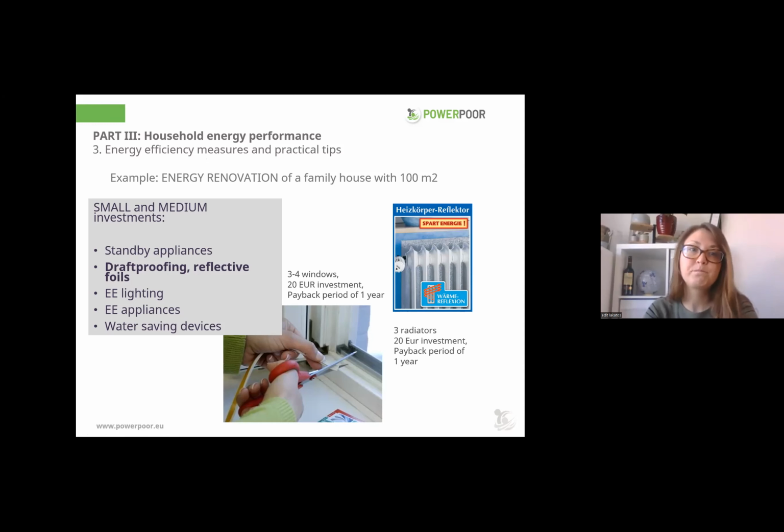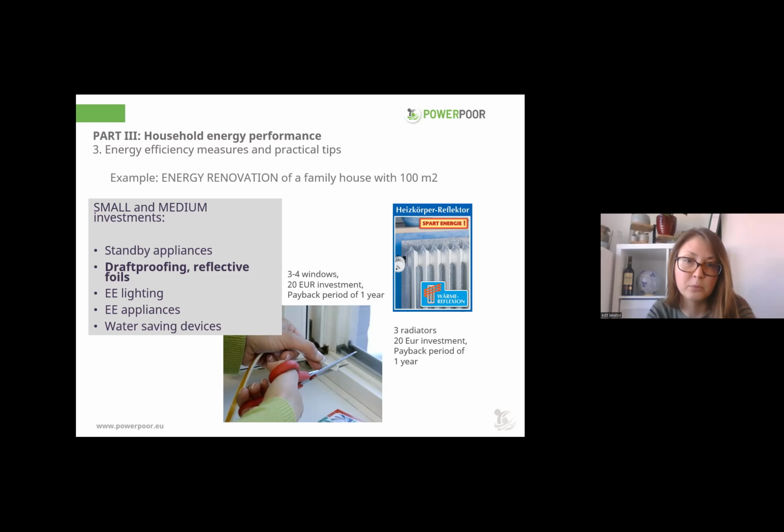So we were already talking about the standby appliances, I think, this morning, and I just wanted to take the second option, which is draft proofing and reflective foils.